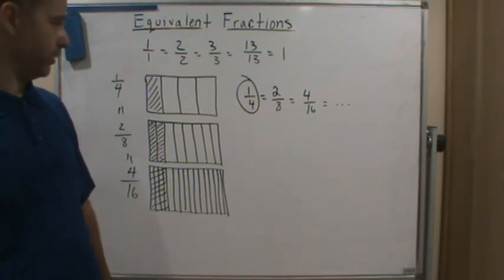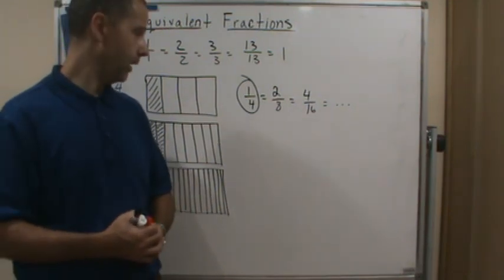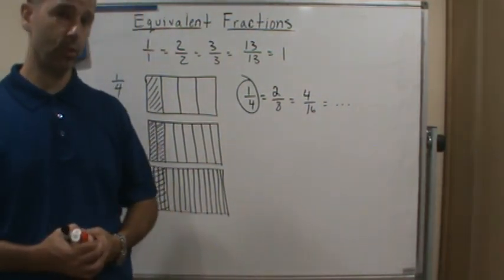And so that's what we mean by having a fraction in lowest terms. The greatest common factor of the top and the bottom, the numerator and the denominator, is 1. No other natural number will divide them.